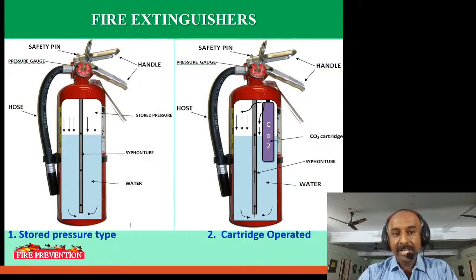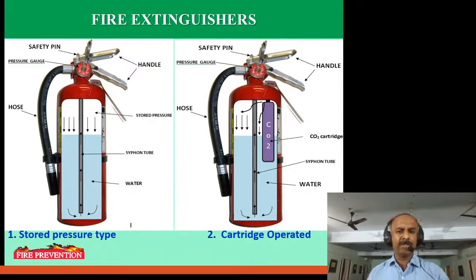And next one, the pressure gauge, which shows the internal pressure of the cylinder. The hose is the outlet passage of the extinguishing agent. This is a major component of the fire extinguisher.